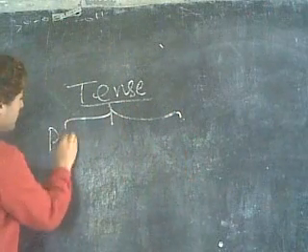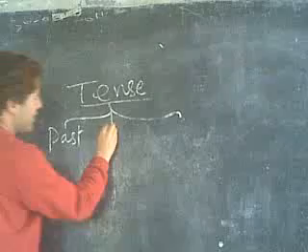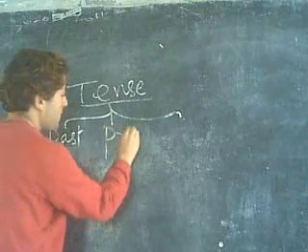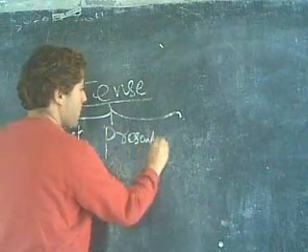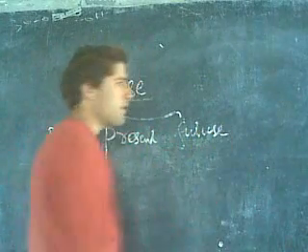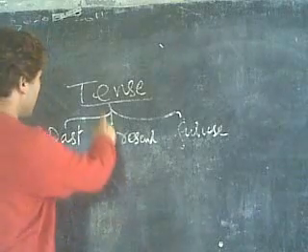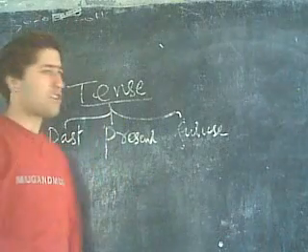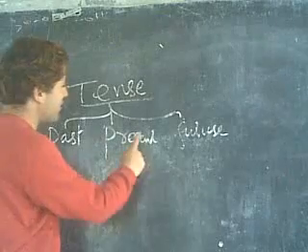One is past, one is present, and one is future. So dear students, the tense which we divide into three parts here: one is past, one is present, and one is future.